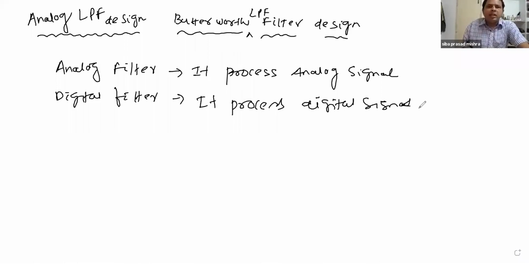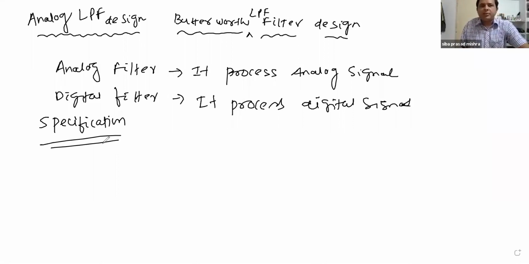Okay. Now the important part in both cases is the specification. That is very important. I'll write the specification. Whenever you design, you have to go by the specification. You cannot go beyond the specification. That's why if you purchase any electronic device, you can find the specification of that device. Okay. Now see.